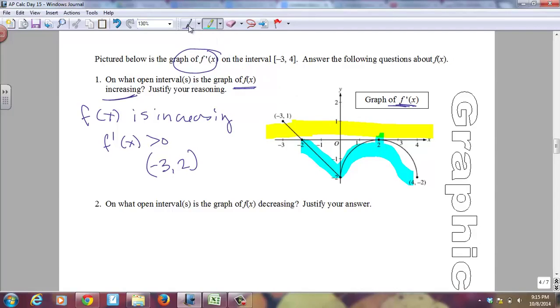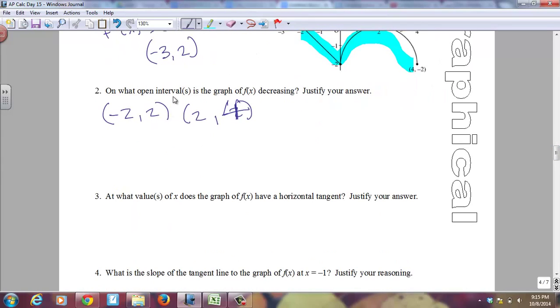So we would write that as -2 to 2, and 2 to 4. The reason we have to have two intervals here is because we cannot include 2. I put the y value earlier. We can't include 2 because at 2 the derivative is equal to 0, so we have to not include it.